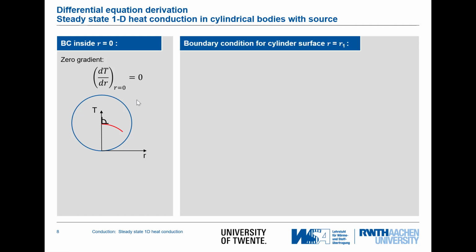Now, on the outer side, we have to think about another boundary condition. So in general, one boundary condition would be to fix the temperature. So let's do that. We prescribe a temperature T1, and based on this prescribed temperature T1, of course, we can then calculate our parabolic profile. And what happens if the temperature T1 is increased?